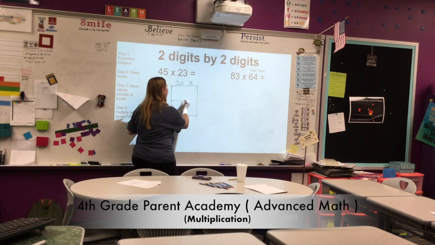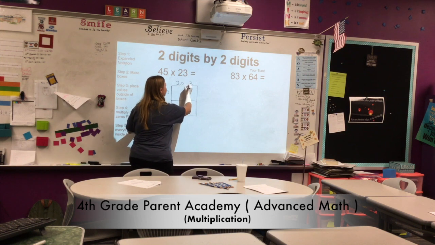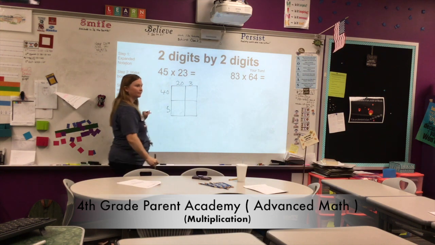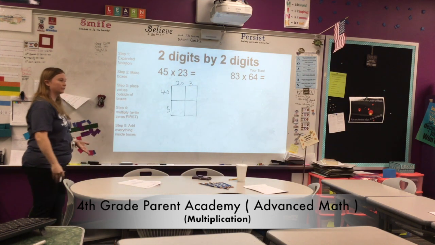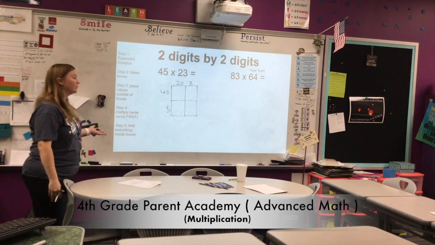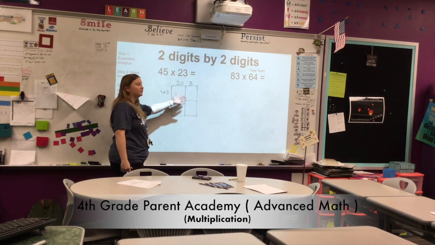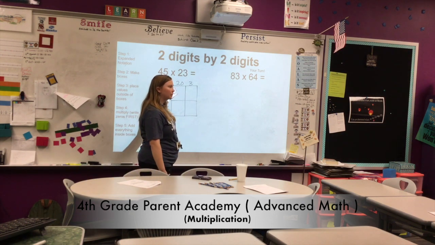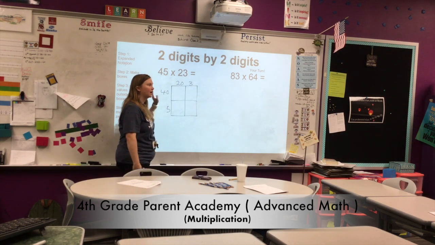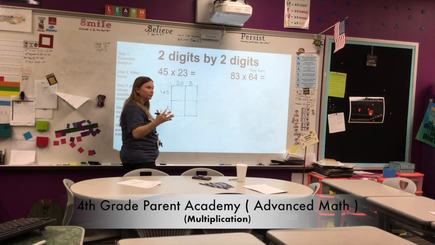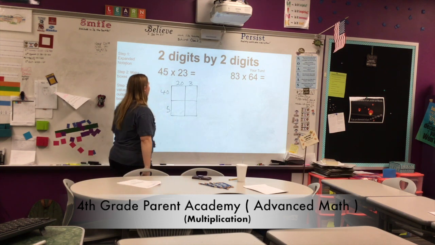Now, I'm going to draw my lines in between here. I have 40 and 5, so I draw one line. 20 and 3, I separate that. Another one, just like that. Okay, so now in my chart, I have 4 boxes. And again, you read this like any other chart. So area model also teaches them how to read charts that you would see in a nonfiction text.